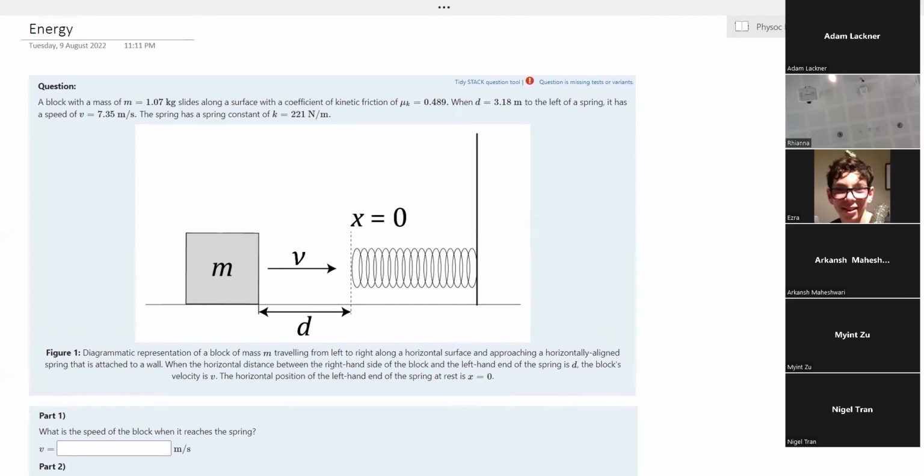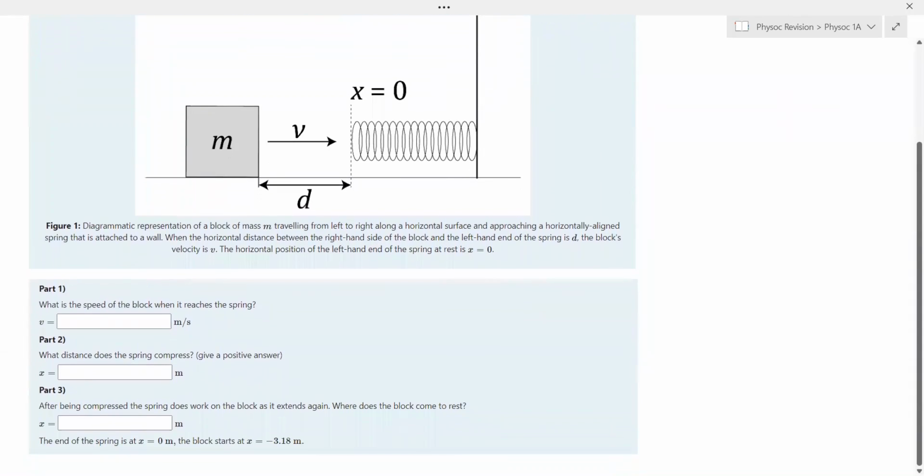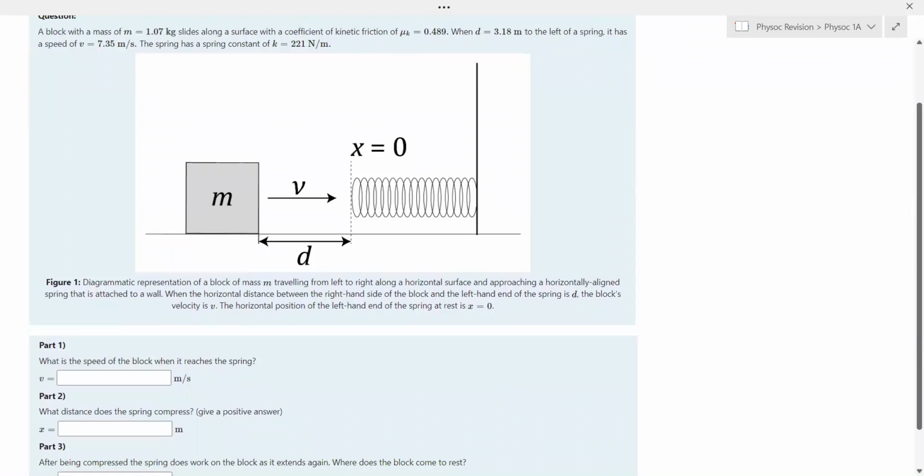So this first question here, we have a block with mass m sliding along a surface that has friction involved. And it's initially at a distance d away from some spring. It's moving at a velocity, and eventually it's going to come into contact with this spring, and we're given the spring constant. So we want to figure out what speed the block is when it reaches the spring. So from its initial velocity, after it goes the distance of d, when it hits the spring, what is its speed as a result of this friction slowing it down.